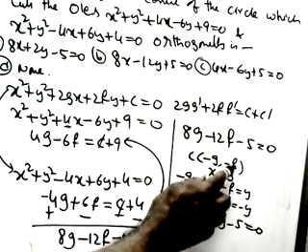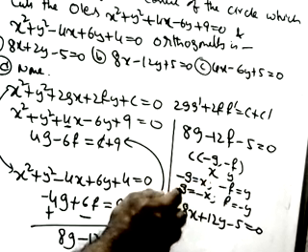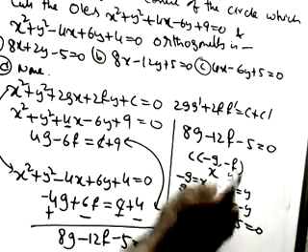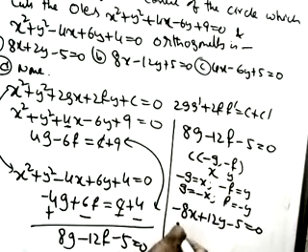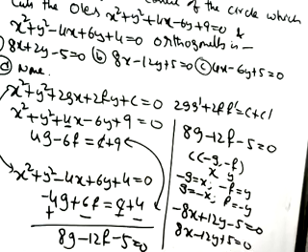We have to find the locus of the center. Center is minus g comma minus f. That means x is minus g, y is minus f. So g is minus x, f is minus y. We are changing. Now you take the common minus. This will be 8x minus 12y plus 5 equals 0.